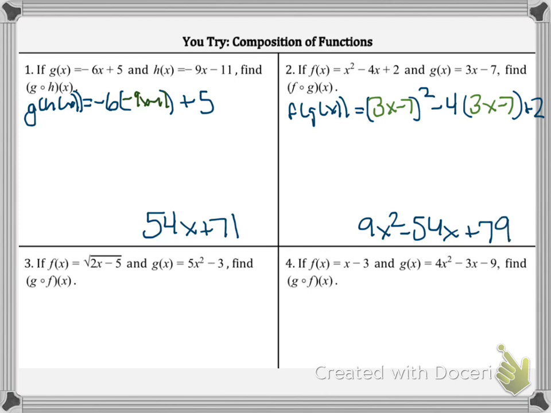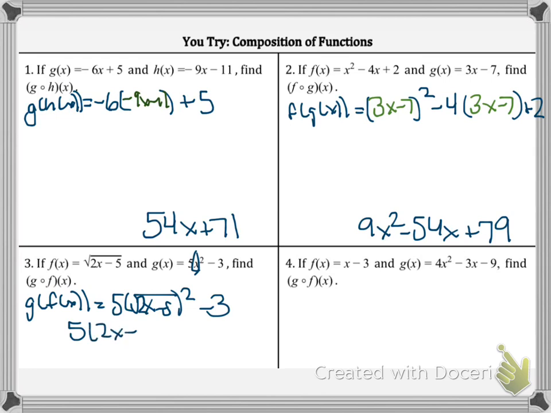For number 3, g of f of x. So we're plugging in x into here. So 5 times square root of 2x minus 5 squared, and then minus 3. Oops, and that's a 2x minus 5. Sorry. So this one's fast to work out. It cancels it out. 5 times 2x minus 5 minus 3. So you would have 10x minus 25, and then minus 3, or 10x minus 28.